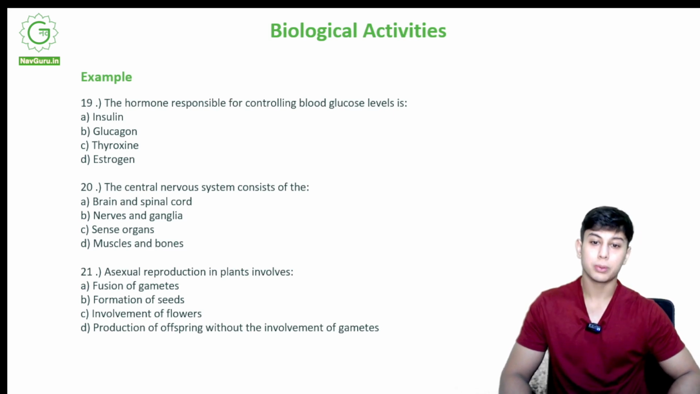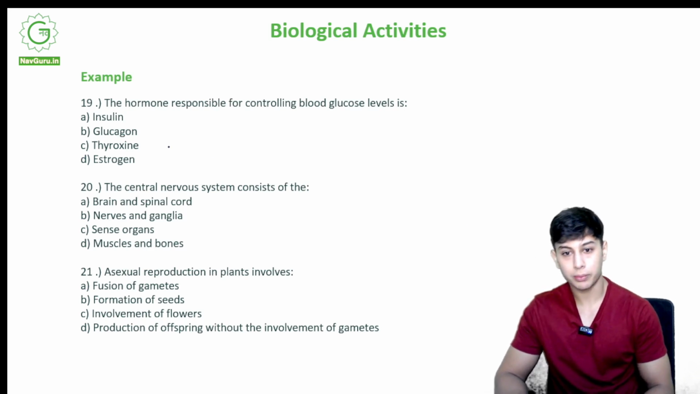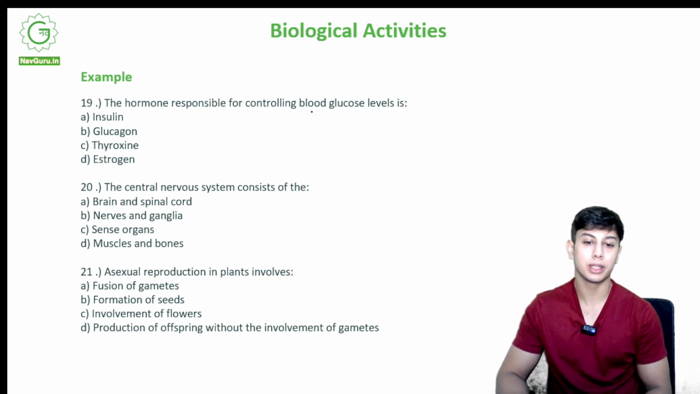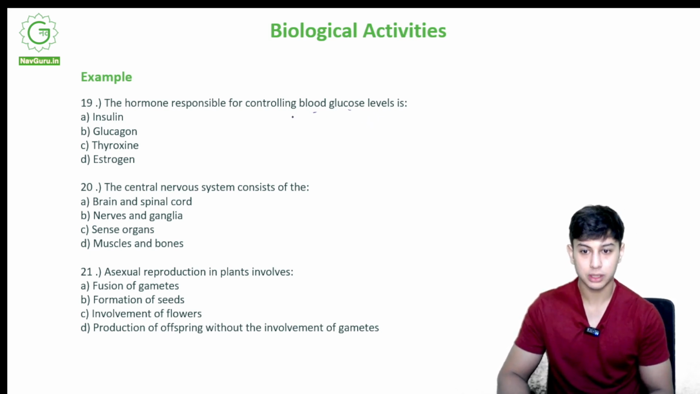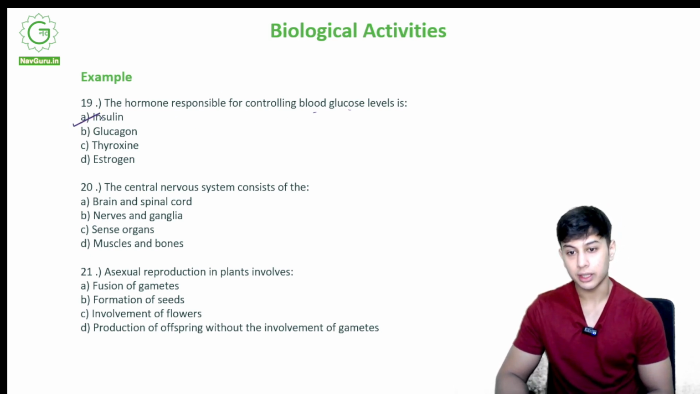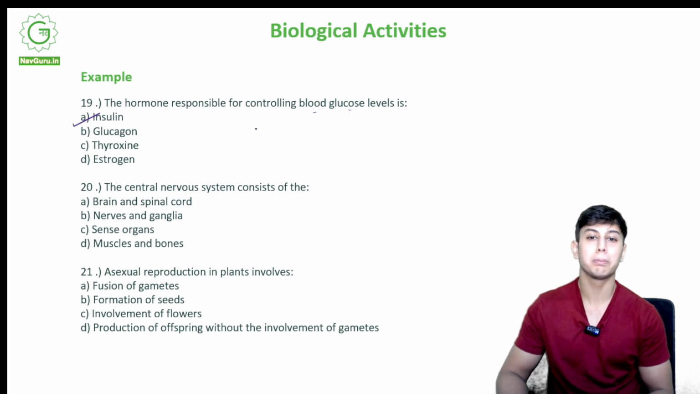The hormone responsible for controlling blood glucose levels is... Alright, so this hormone is responsible for controlling the blood glucose levels. We will study about hormones in the chapter endocrine glands and hormones. Until then, the answer is A. Insulin. Insulin helps regulate blood glucose levels.